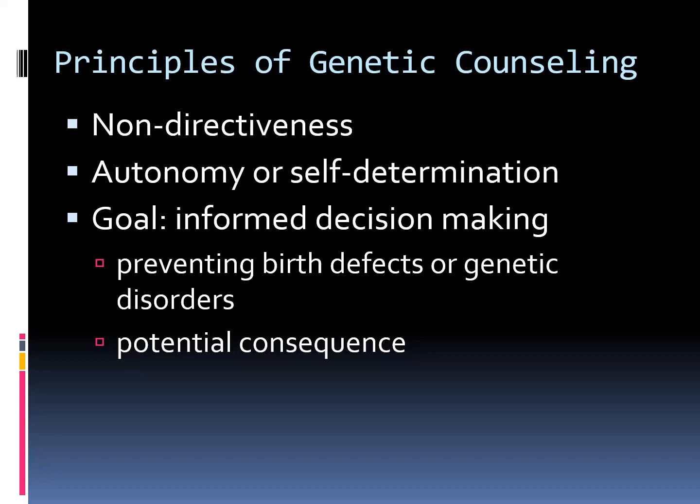not just telling them what to do. They have to take their own decision after getting all the needed information about the possibilities of having a genetic disease or others. So the goal of informed decision making, first, is preventing birth defects or genetic disorders and their potential consequences.